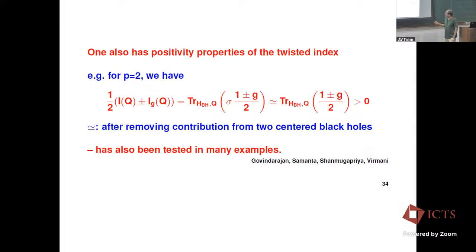And now we can use the fact that for single-centered black holes, sigma is 1, to write this as a projection operator, but now you just have the trace over the states. And this, of course, is positive, right? Because you are trying to calculate the dimension of the Hilbert space, which either are even under Z2 or odd under Z2, right? It still becomes a dimension of the Hilbert space. So this should be positive. Again, you have to remove contribution from two-centered black holes. And this has also been tested in many examples, notably in this paper. So I think that's it. I'll stop here. Thank you.